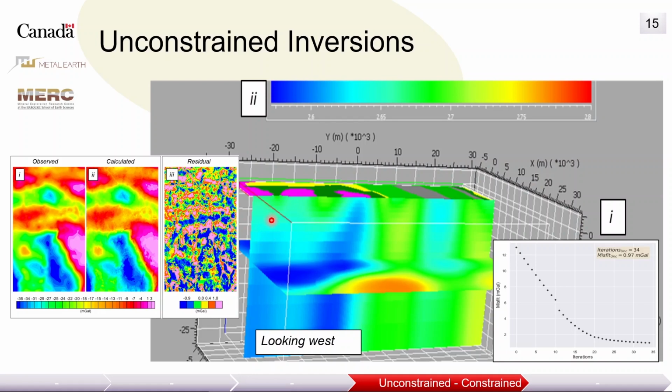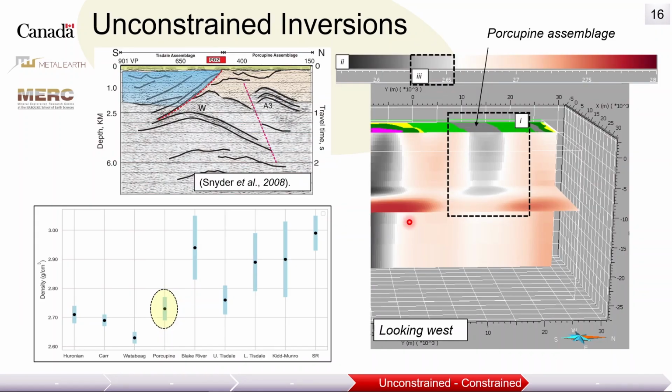But what can we get from the model? We're going to focus on this part because we have more previous studies in the Porcupine assemblage. We're going to focus on this part to compare and see how reliable this information is, how much you can get from this model. This is just a zoom in on that part, just changing the color palettes, to try to match the Porcupine assemblage here in this geological map.